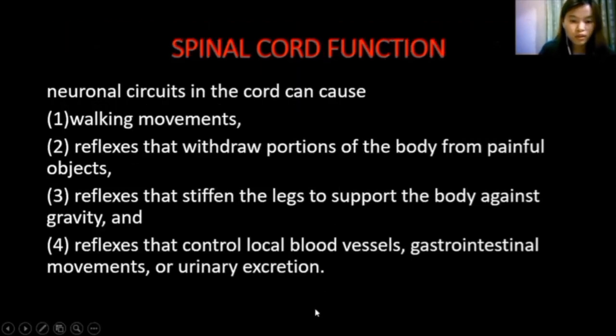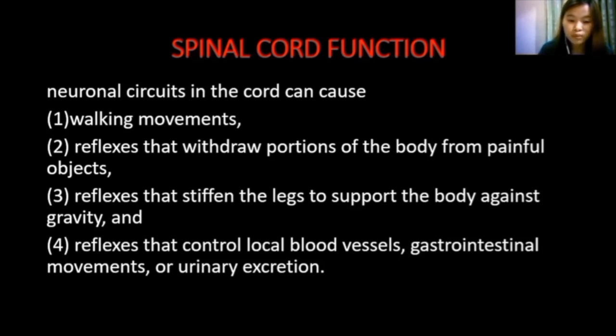First is the spinal cord function. In order to maintain homeostasis, the spinal cord must propagate nerve impulses and integrate information. The neuronal circuits in the cord can cause walking movements, reflexes that withdraw portions of the body from painful objects, reflexes that stiffen the legs to support the body against gravity, and reflexes that control local blood vessels, gastrointestinal movements, or urinary excretion.